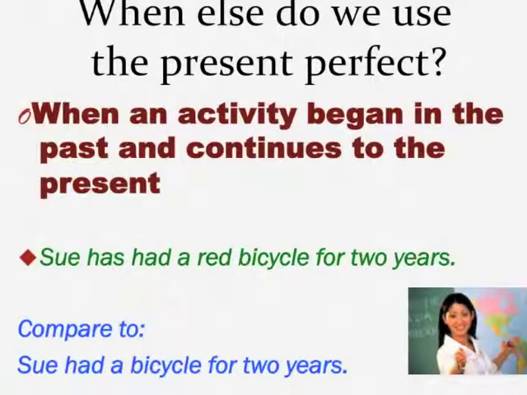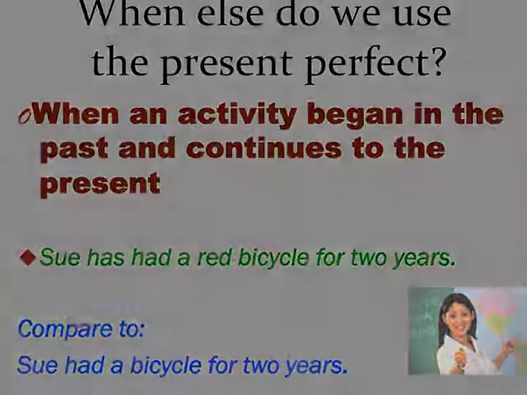Another time we use the present perfect is to show that an activity began in the past and continues to the present. Look at the example. Sue has had a red bicycle for 2 years. Does Sue still have a red bicycle? Yes. She got it 2 years ago and she still has it. Look at the next sentence. Sue had a bicycle for 2 years. Does Sue still have the bicycle? No. She had a bicycle for 2 years, but she doesn't have it anymore. That action is over and finished. In the past, we use simple past.